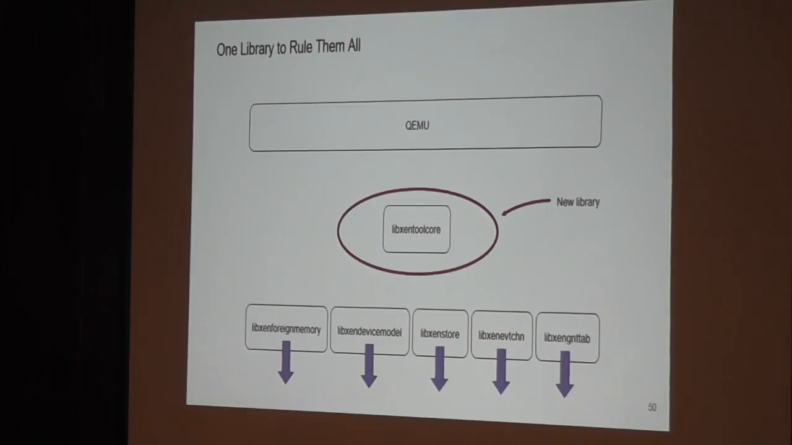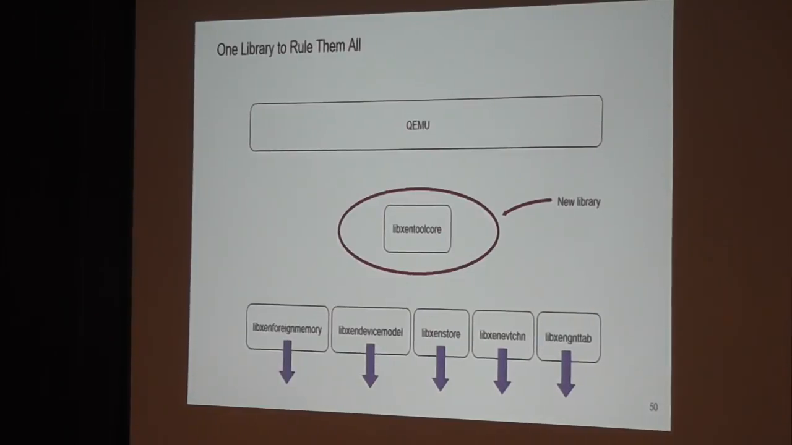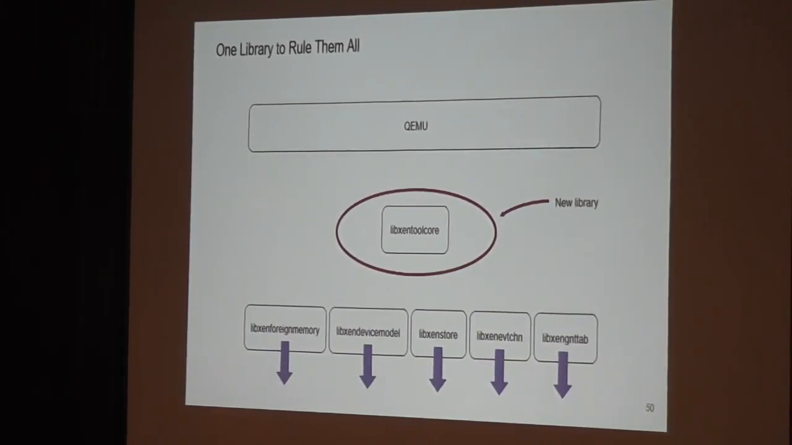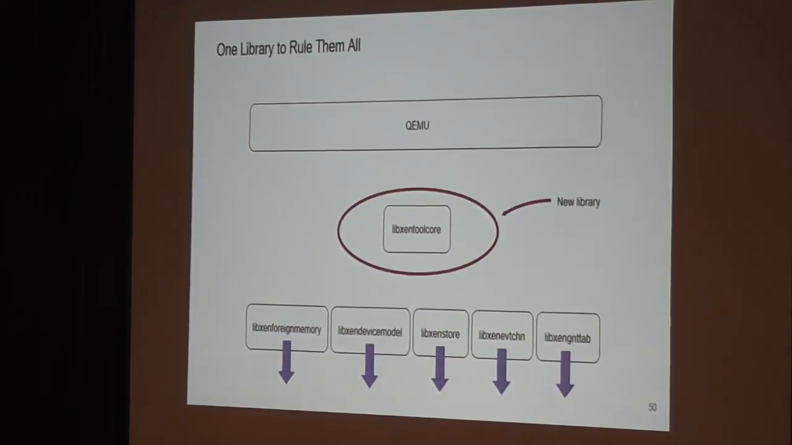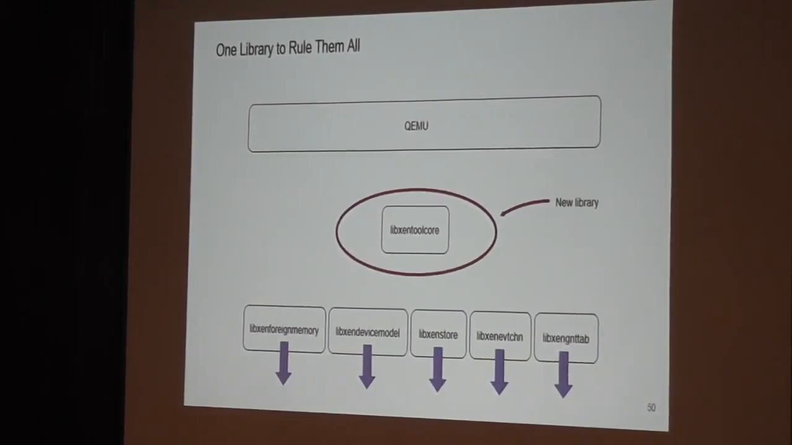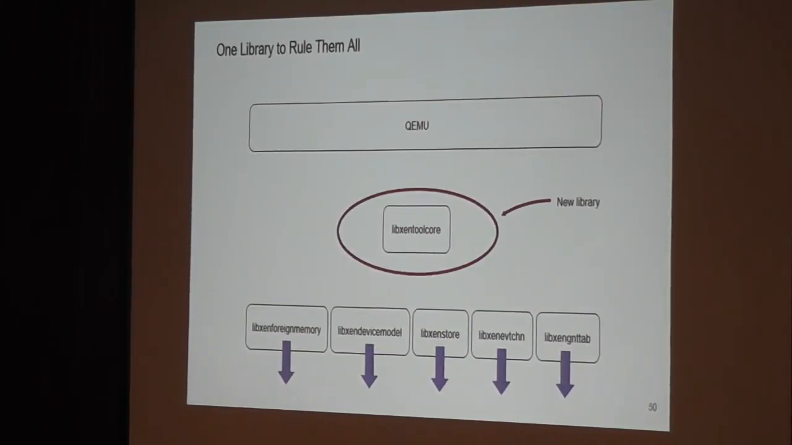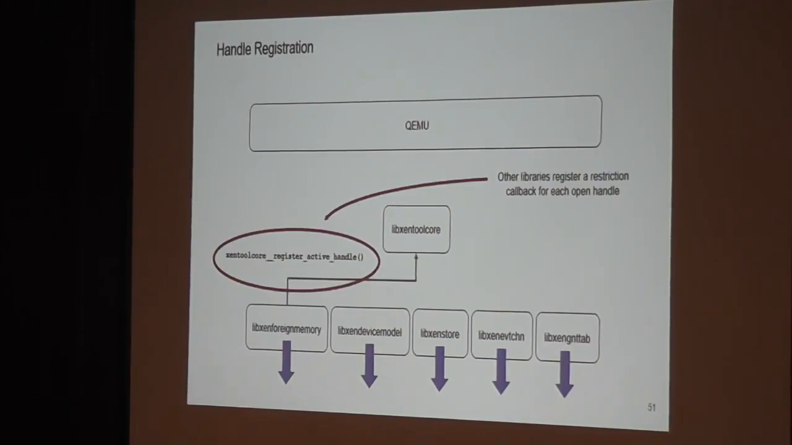So there's a new library, which essentially is one to rule them all. It's called libxentoolcore, and that is there, I think, in 4.11. Not sure whether it went in before. Yeah, it's pretty new. And so the idea is that it sits there, and each of the other libraries registers any handle that it's got open with toolcore, and it uses a new API for that, xentoolcore_register_active_handle. So every interface will now register an active handle with the toolcore library.